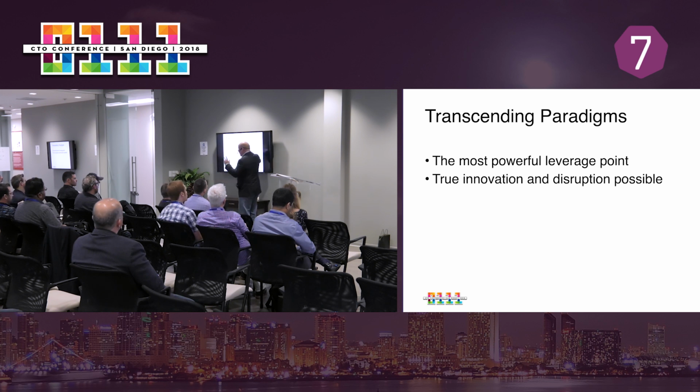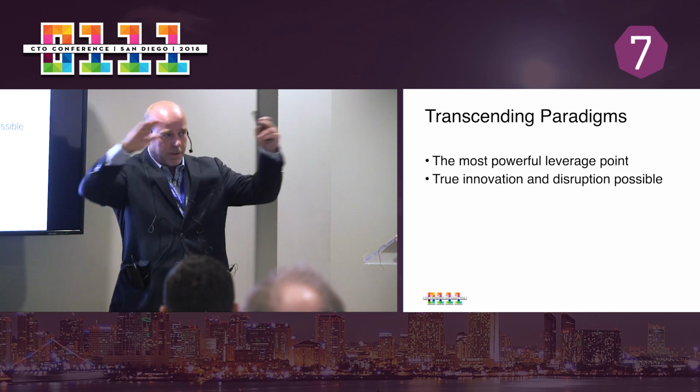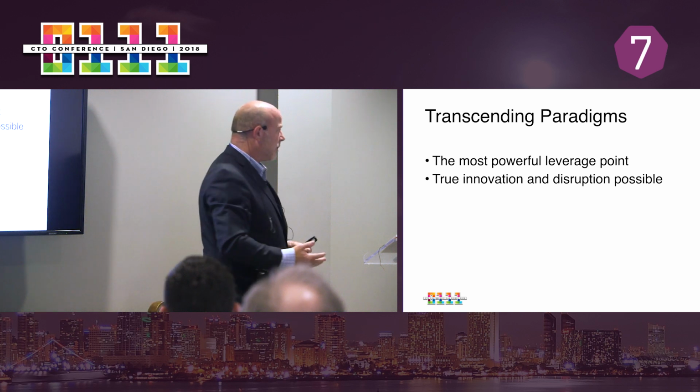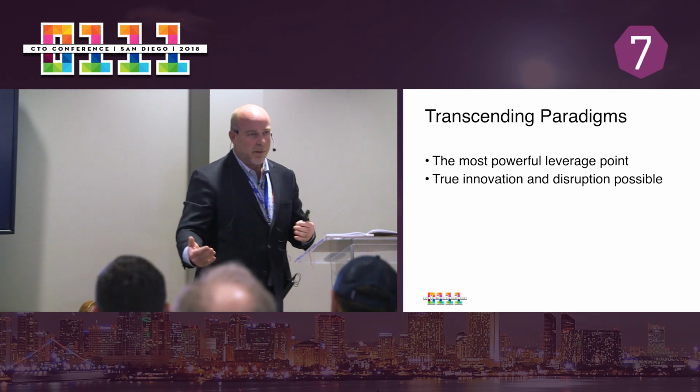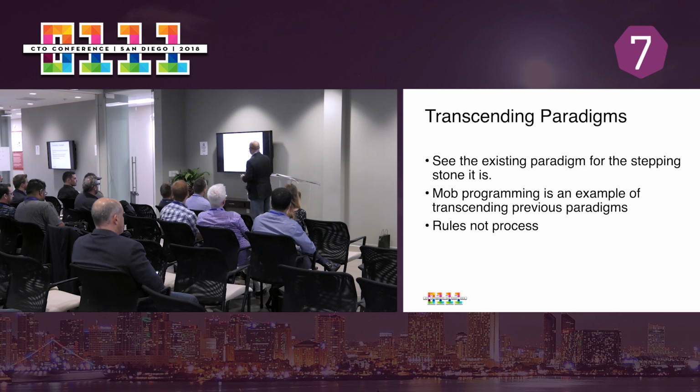And I think that's what mobbing was for us: transcendence. It was transcending lots of little things, each of those smaller subsystems being transcended into something new. And as a whole, that's why it was such a big factor for us, as we transcended the old paradigm by being able to describe it. And that's when true disruption is possible. For us, it's about rules, not process.